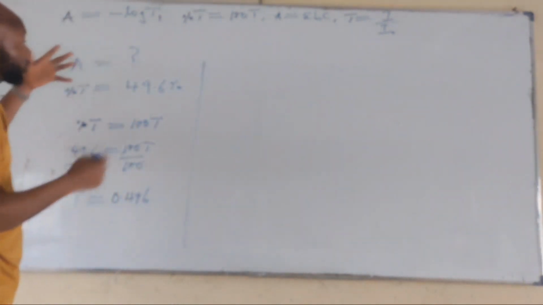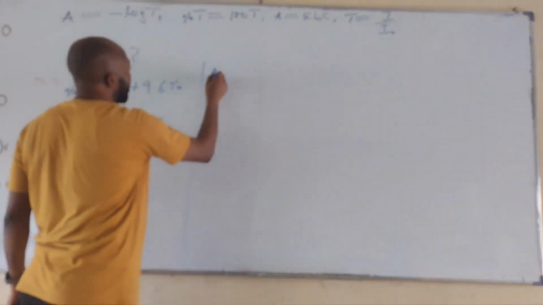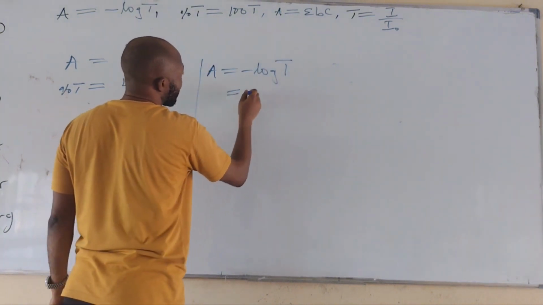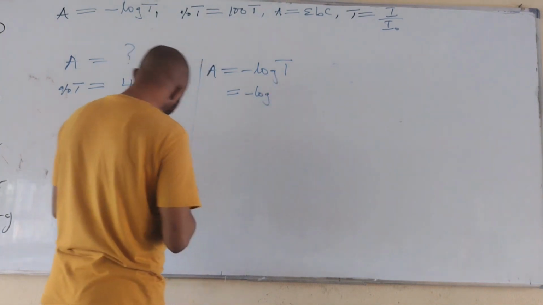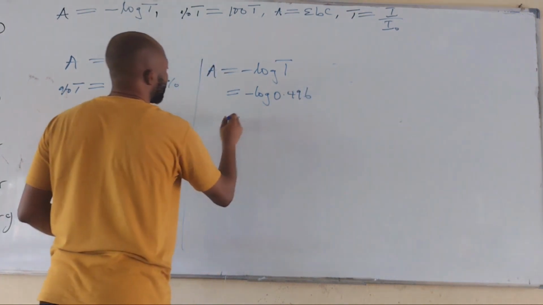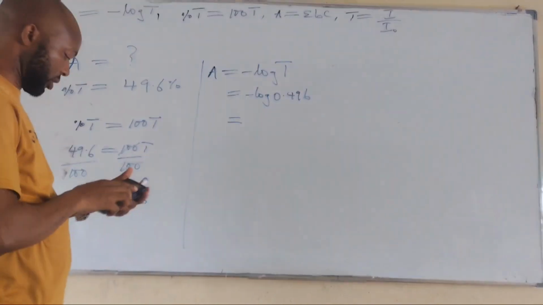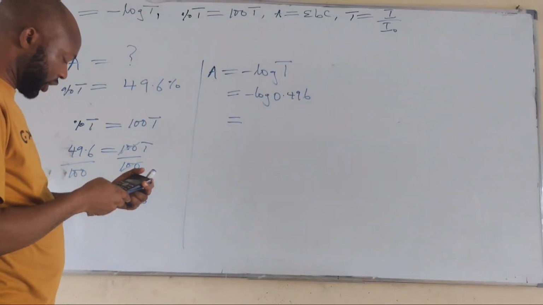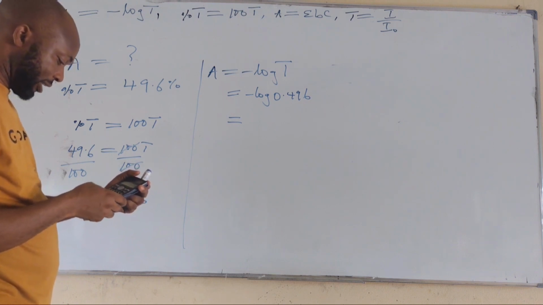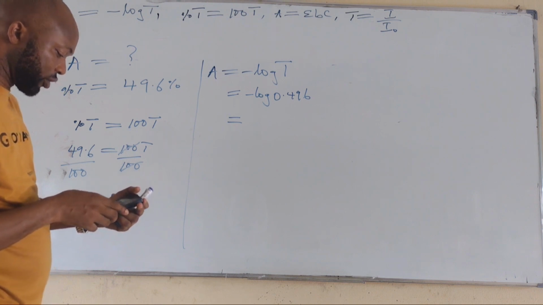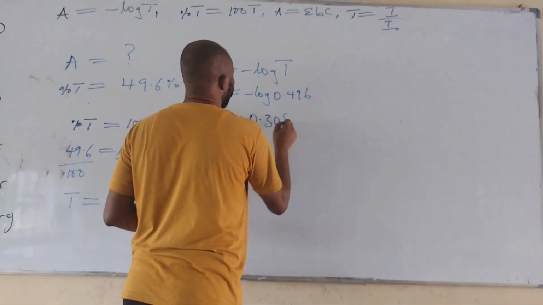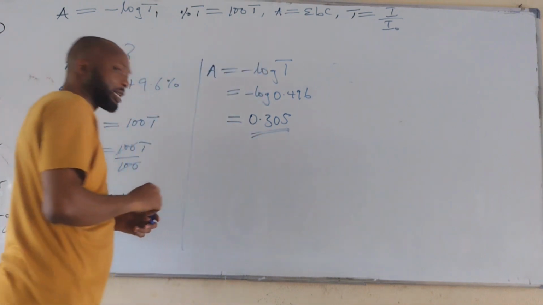So if this is now our transmittance, what is our absorbance? We have to get absorbance, which they asked us initially. So absorbance now is equal to minus log of transmittance, and this is equal to minus log of 0.496. That gives us 0.35, to 3 significant figures. That is our answer.